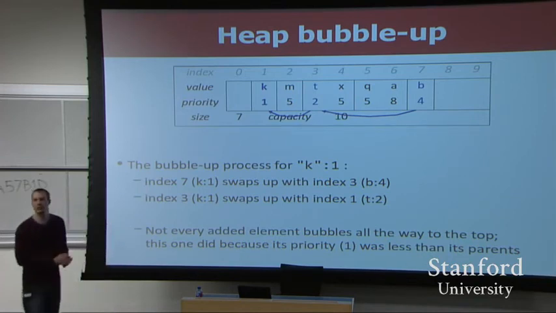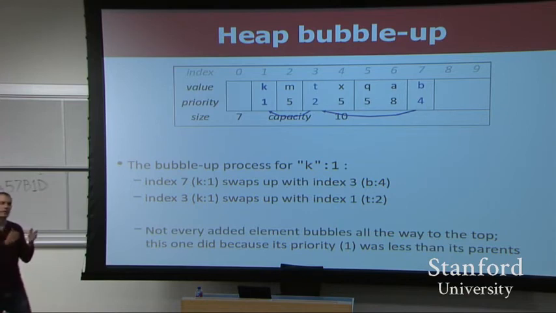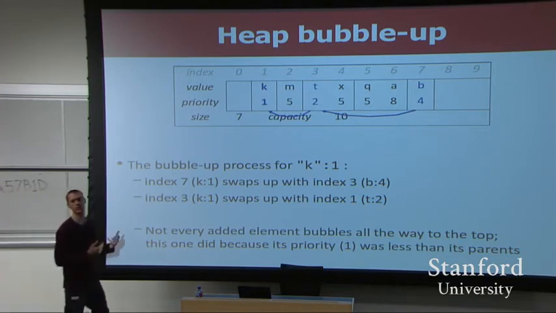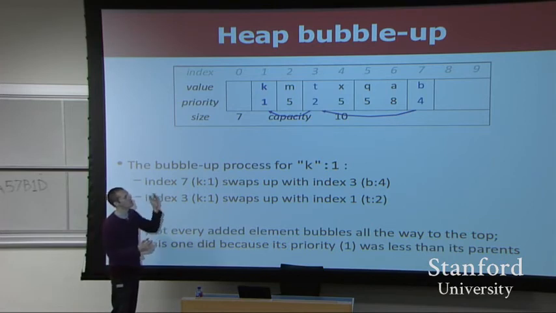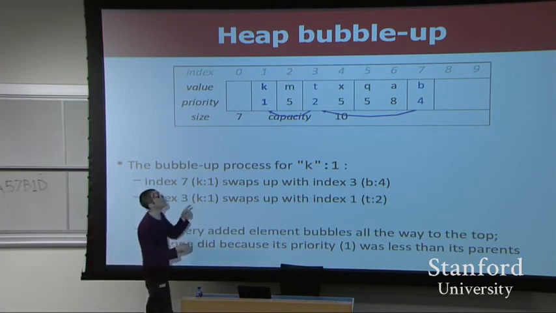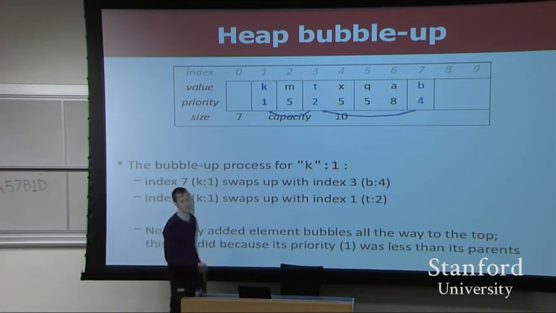It's related to the logarithm of n, because every time you jump, you're jumping by half of the distance. So divided by 2, divided by 2, divided by 2. If you're repeatedly dividing by 2, that's the log base 2 of n. So this doesn't take n time, it takes log of n time, which is actually not very slow. So that's how you add things. They bubble up, we say, to the right place.